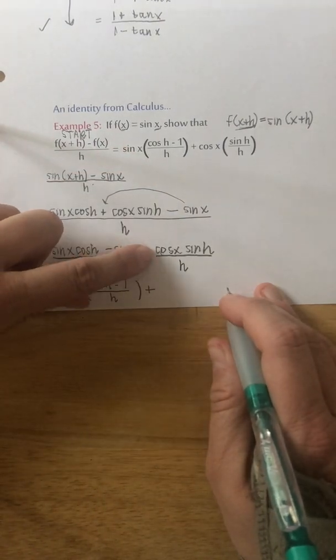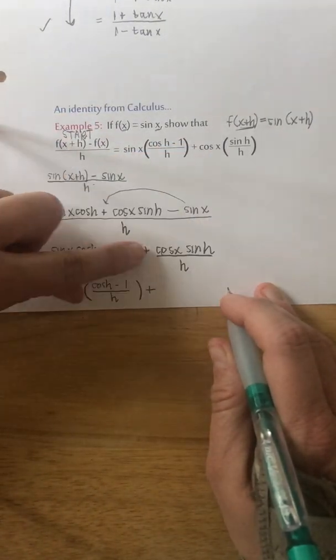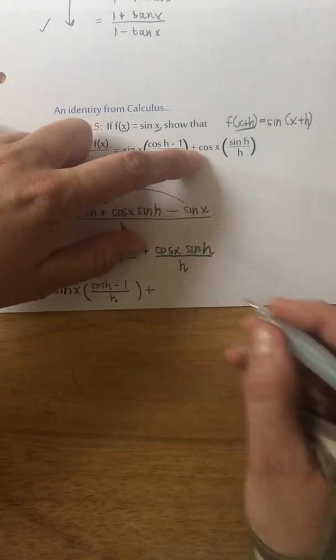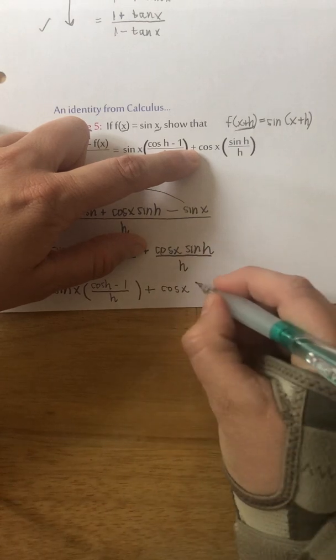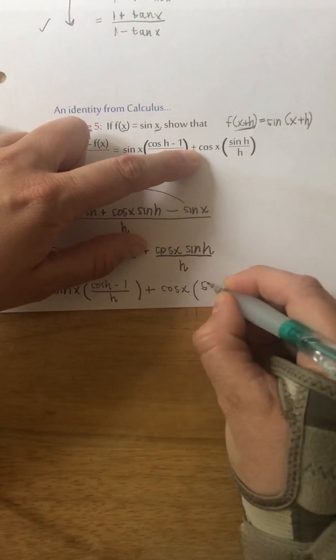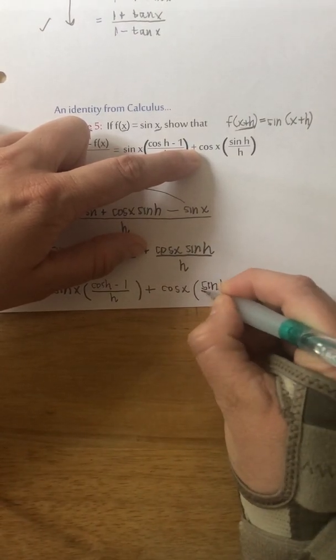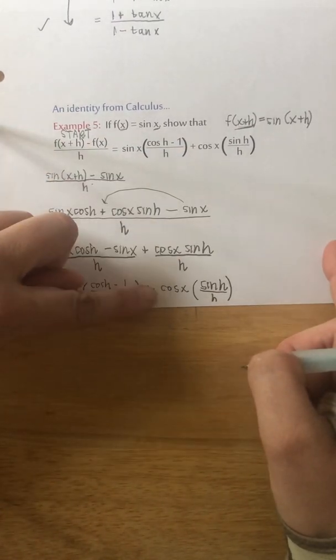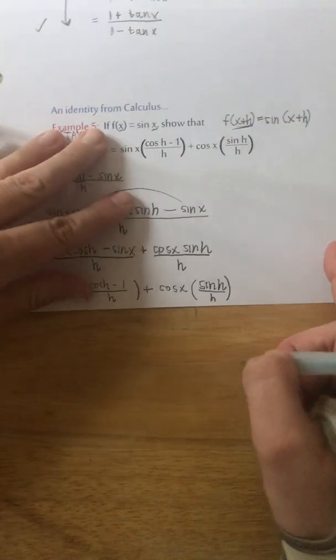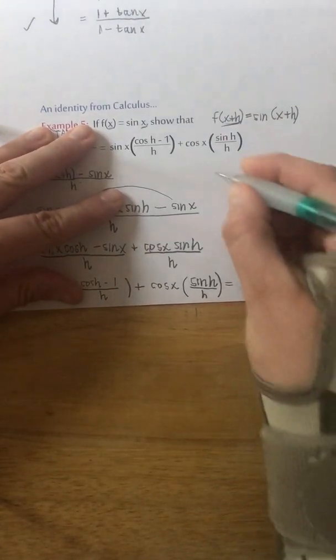So now here's what I have for the second one, and really all I have to do is make it look like this one right over here. So I'm just going to take that cosine x, move it outside of parentheses, and put the sine h over h in the parentheses. See what I did there? Just a little bit of math, and it looks exactly like that.